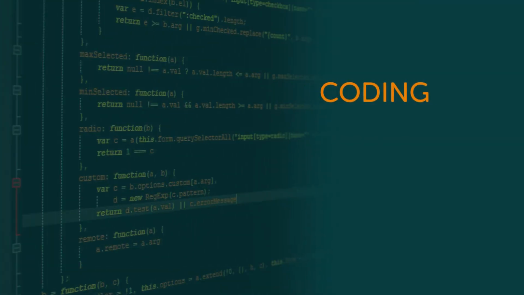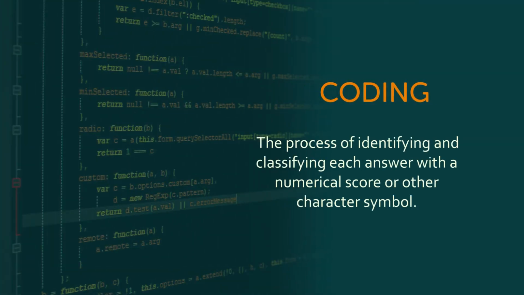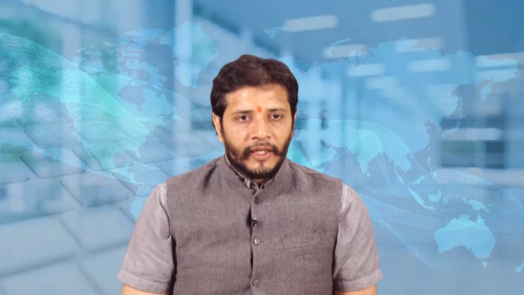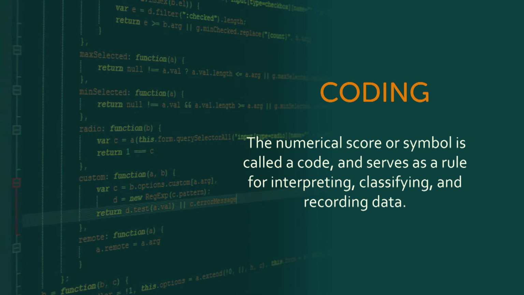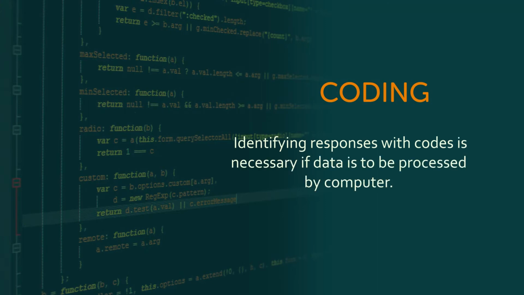Now when you talk about coding, it is the process of identifying and classifying each answer with a numerical score or other character symbol, so that we can have some coding in between, and this can make the job quite easier. The numerical score or symbol is called a code, and serves as a rule for interpreting, classifying and recording data. So when you are going to record the data, the numerical score or symbol is called a code, and this can make things quite easier. Identifying responses with codes is necessary if data is to be processed by computer.